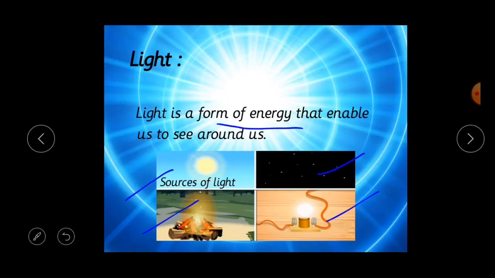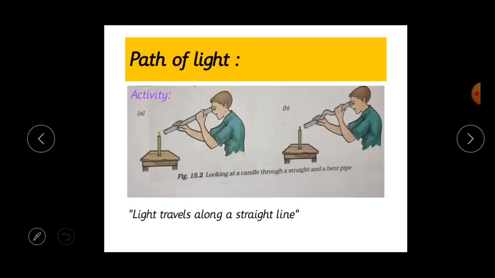Okay, so this is the definition of light. It is also having some other definition which you are going to study in your higher classes. Okay, so light is a form of energy that enable us to see around us. So that is a light. So the next one is path of light.